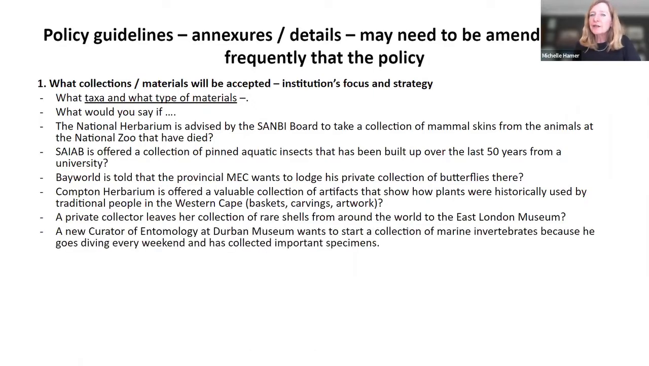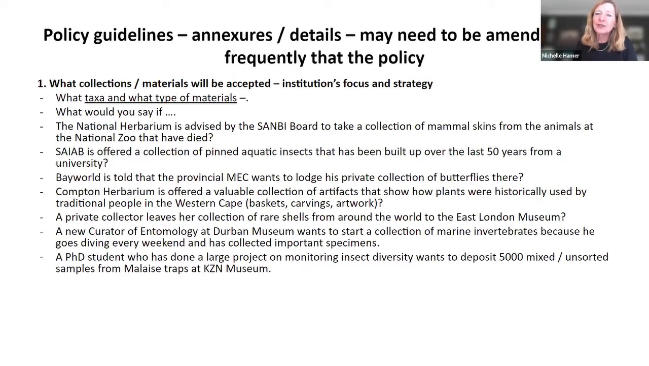And then a new curator of entomology at Durban Museum wants to start a collection of marine invertebrates. He goes diving every weekend and he collects amazing things, and he thinks that it would be good. They don't have a marine invertebrate collection at the museum, but why don't they start one? And he can build it from his diving things that he does every weekend. If you have no guiding documents, then how do you tell people no or yes, or this is why we're making this decision? Next point.